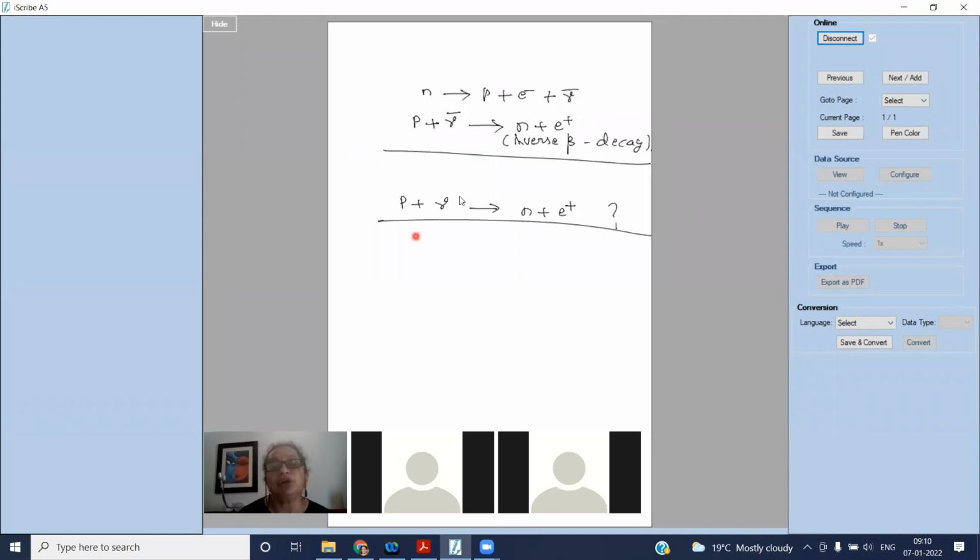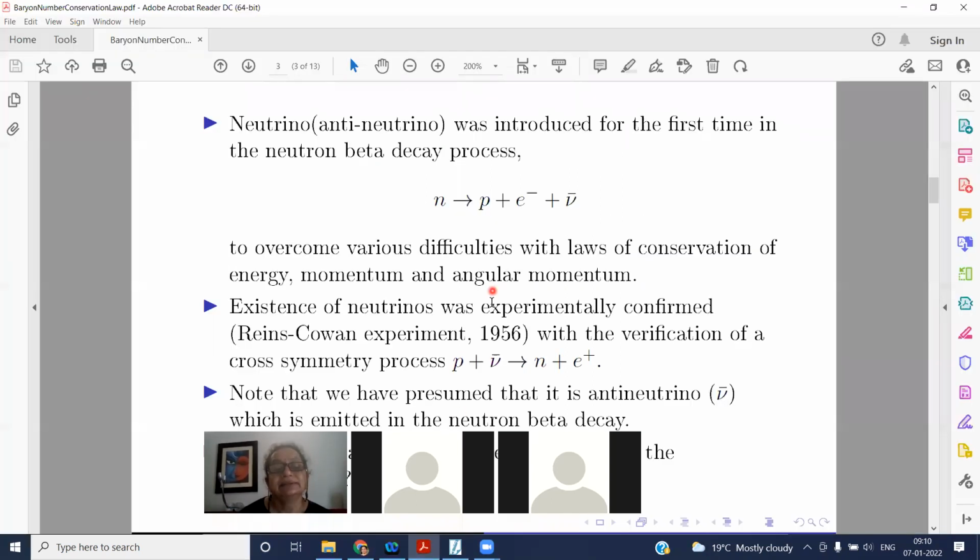If nu bar is equal to nu, I should be able to see this process. That is the test that was done by some people. I will tell you who did this experiment.